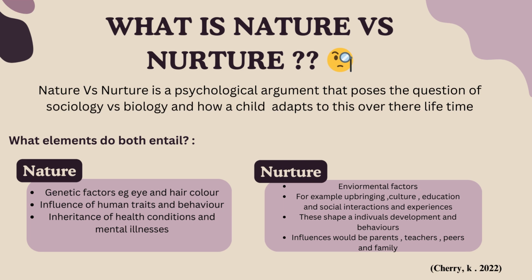What do both the elements of nature versus nurture entail? For nature, it would be genetic factors, for example, hair and eye color, influence of human traits and behavior, and inheritance of health conditions and mental illnesses. For nurture, it would be environmental factors, for example, upbringing, culture, education, and social interaction and experiences. These shape an individual's development and behaviors, and influences would be parents, teachers, peers, and family.